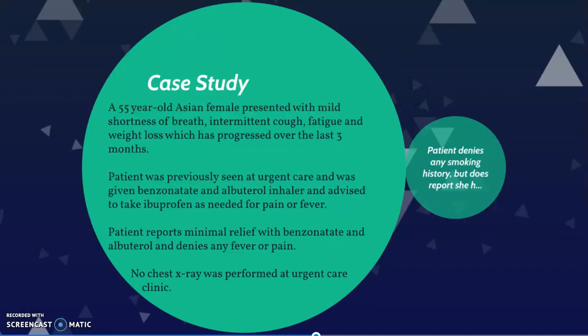My case study is a 55-year-old Asian female that presents with mild shortness of breath, intermittent cough, fatigue, and weight loss, which has progressed over the last 3 months. She was previously seen in an urgent care clinic and given a cough suppressant, benzonatate, and an albuterol inhaler to use as needed, and was advised to take ibuprofen as needed for pain or fever. She reports little relief with the benzonatate and albuterol and has never needed the ibuprofen as she's not had any pain or fever.